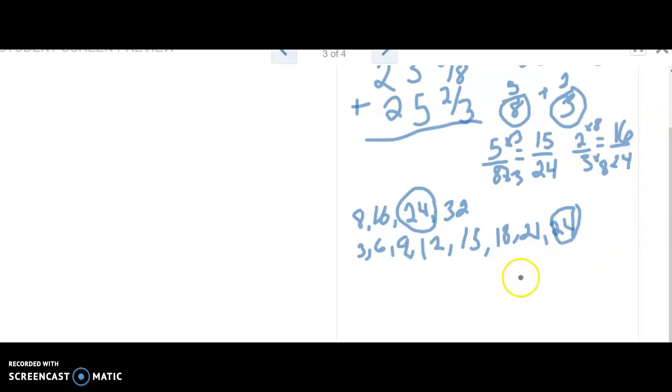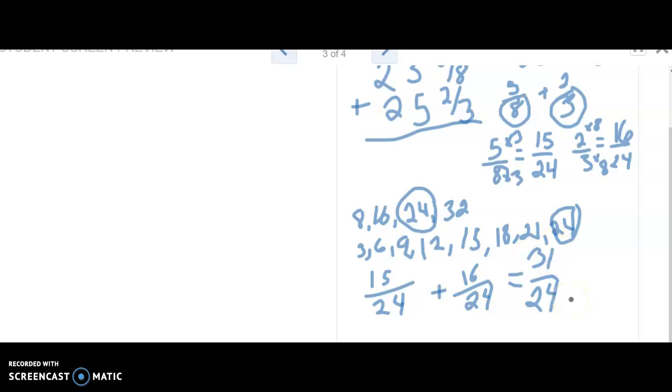All right, now I'm going to rewrite my problem. I'm going to kind of come down here. I've got 15 24ths plus 16 24ths. And now I'm going to add them. We worked so hard to get that denominator. Let's keep it 24. And now I'm going to add my numerators. 15 plus 16 is 31.